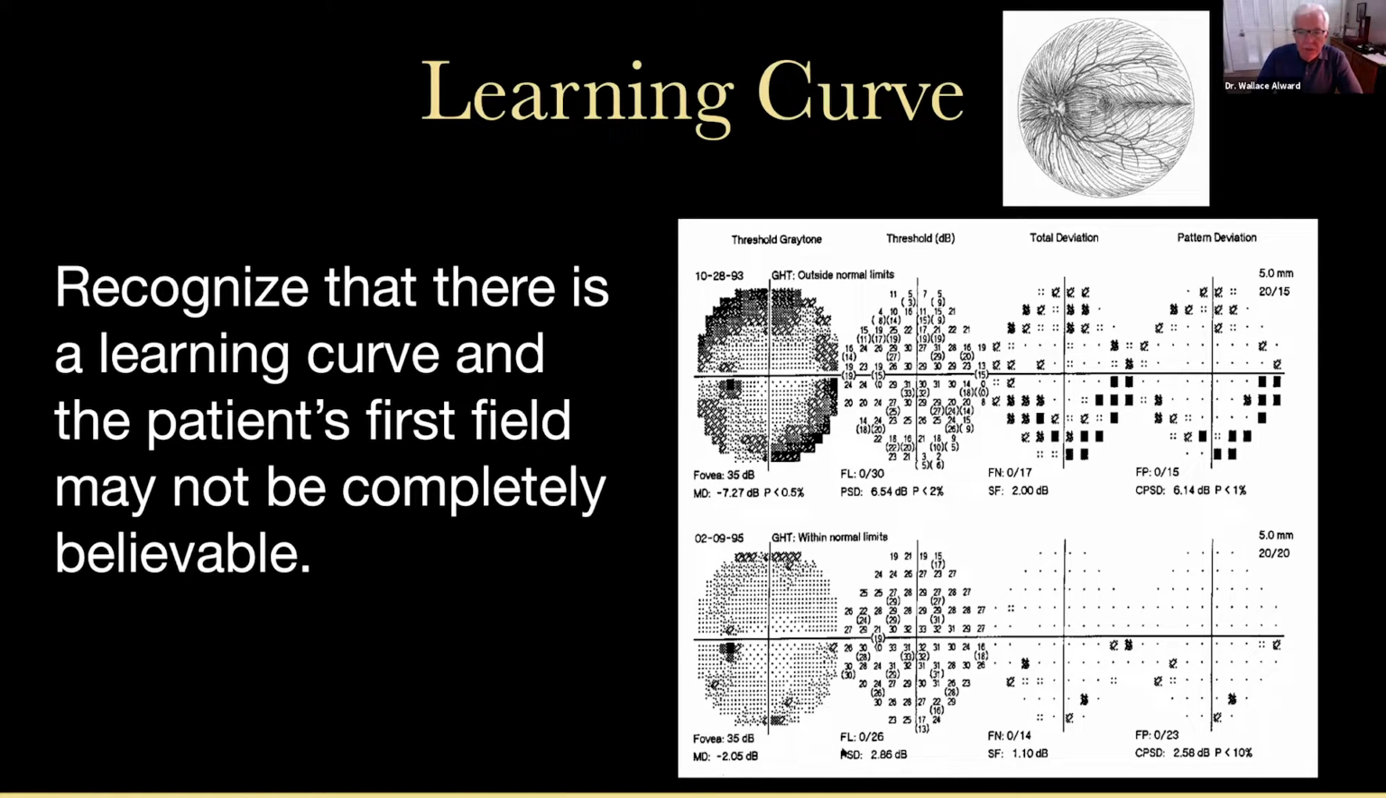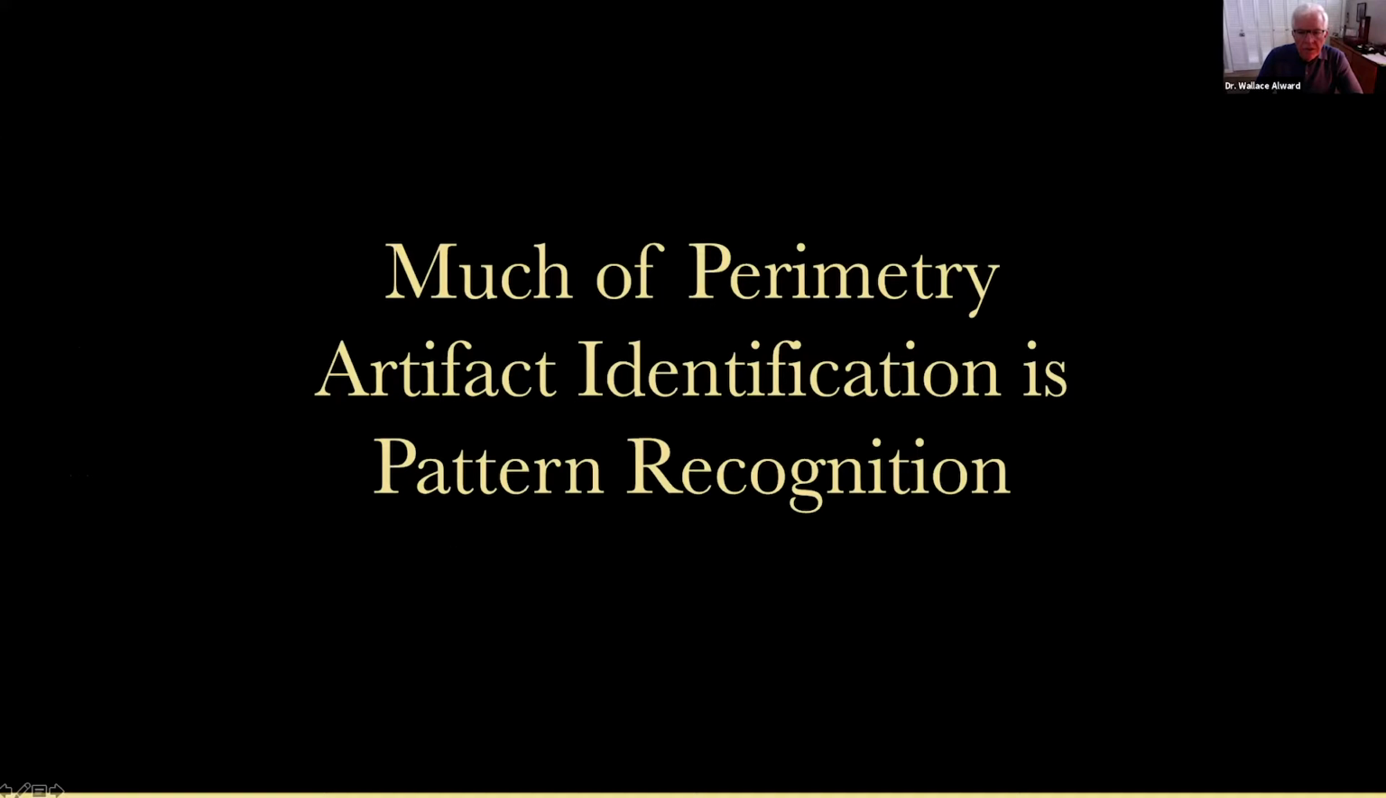Again, if we look at this top field, that doesn't really fit with the nerve fiber layer. So a lot of perimetry is pattern recognition. And as I said, I often will just show my residents or fellow a field from across the room and say, what's wrong with this field?